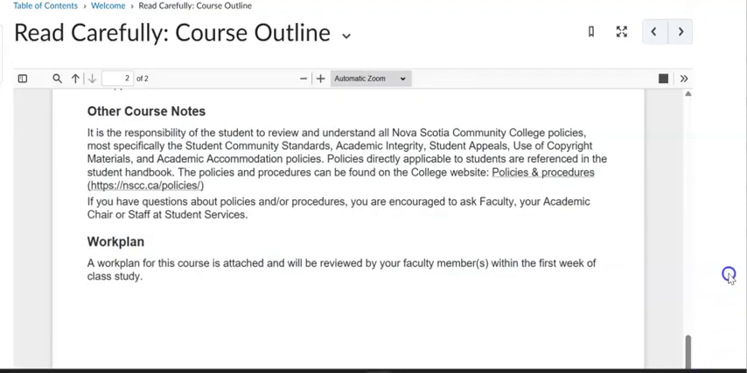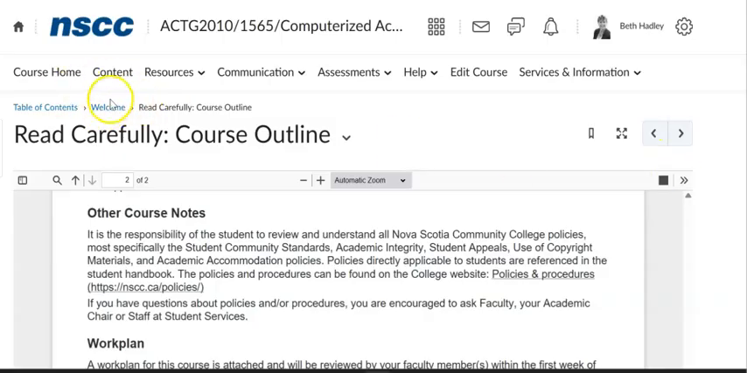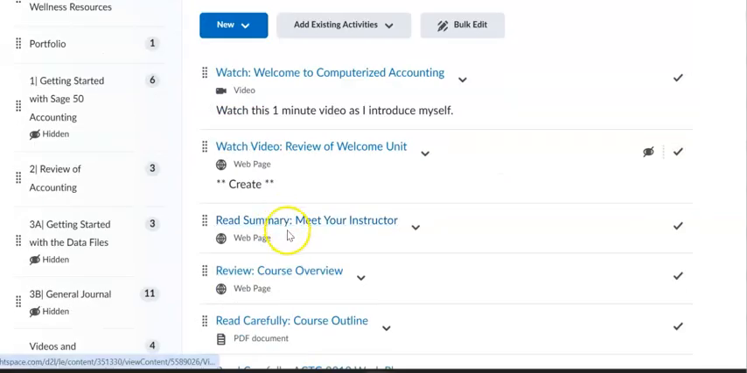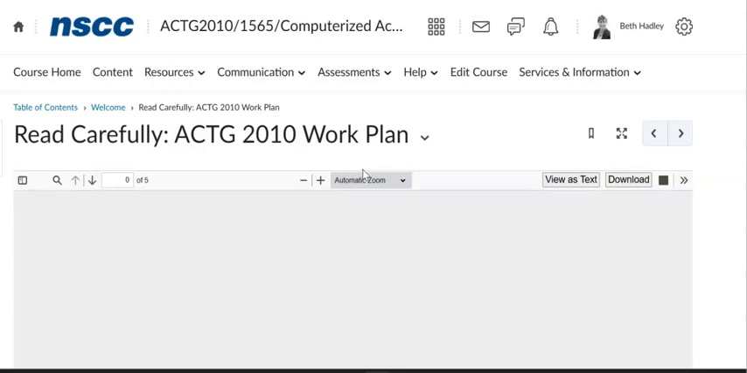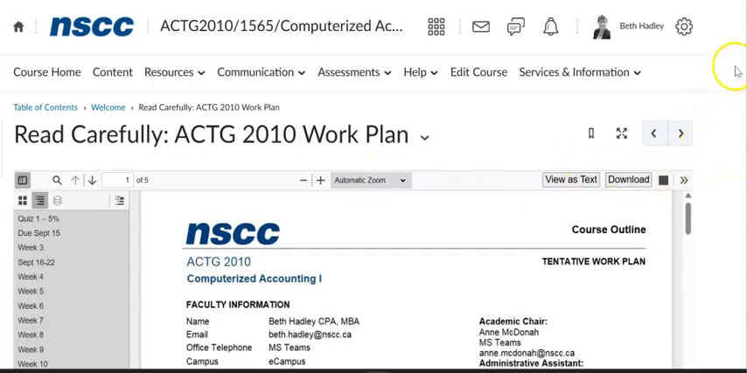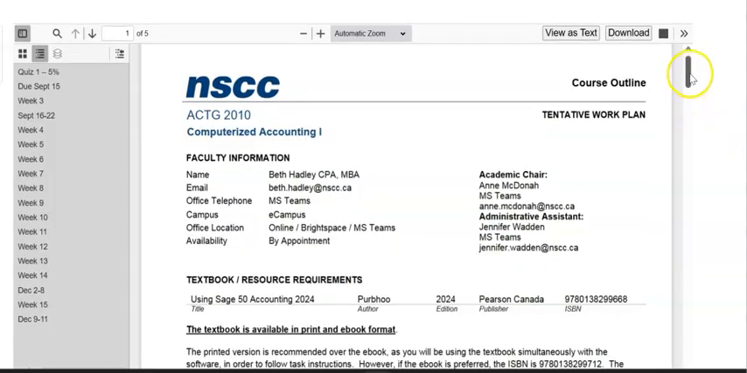Okay, so then let's go see how we're going to do this. We're going to have a look at the work plan. Again, you can download it, you can print it. I'm just going to look at it in this view.